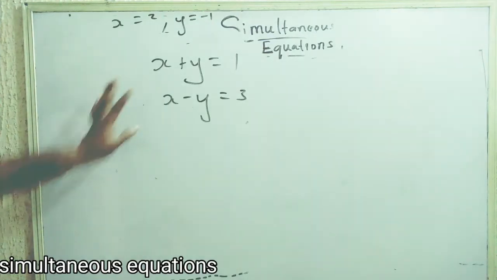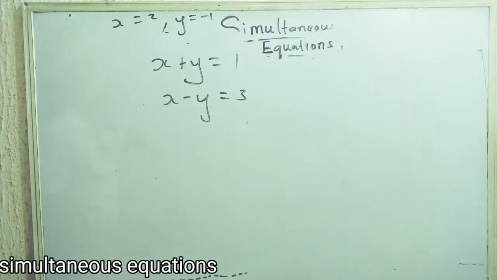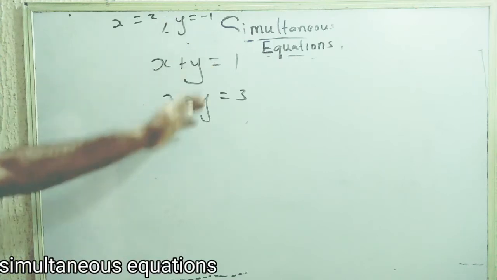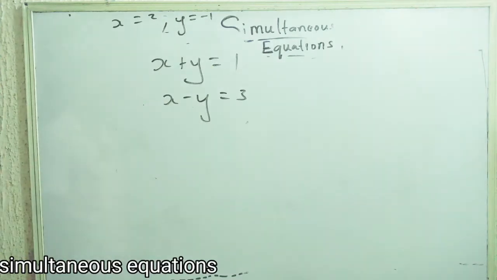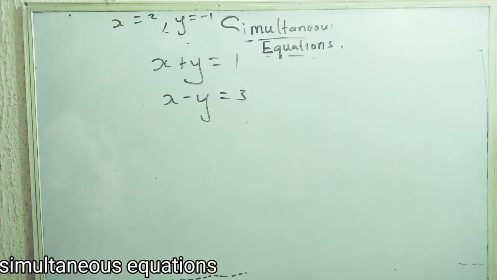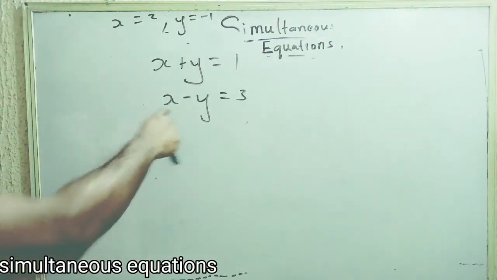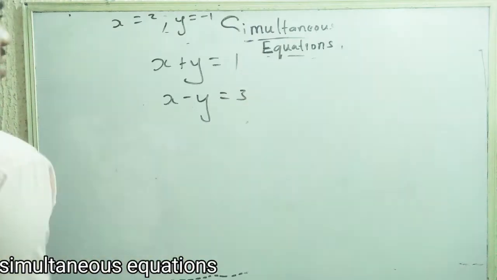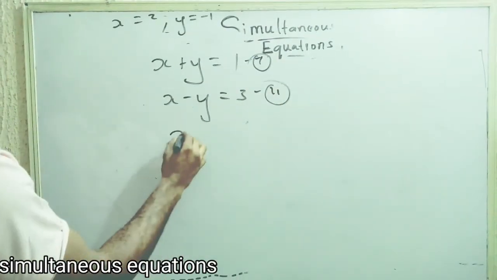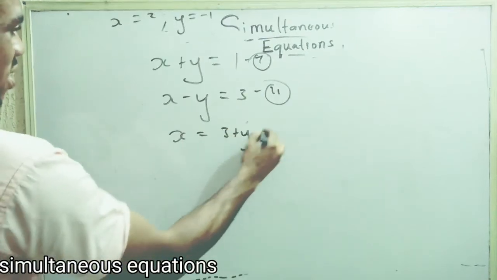For the substitution method, you choose to make one of the variables the subject of the formula. That's make it stay alone. I can make x in equation 1 stay alone, or y stay alone, or do so in equation 2 at the same time. But I've chosen to make x the subject of the formula in equation 2. I prefer manipulating the negative. So this y is going to go over. If I remember this one, equation 1, equation 2, my equation 3 is going to be x equals 3 plus y.